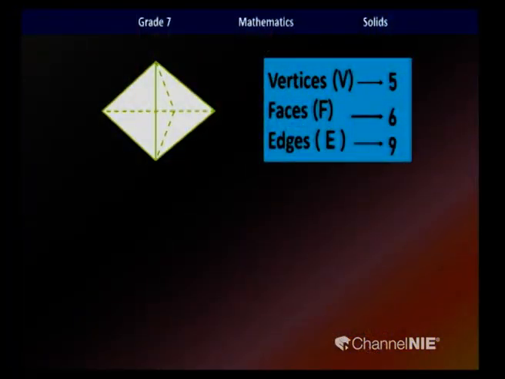We will take a composite solid and discuss the features of it. Can you see the composite solid here? Okay, how many vertices are there? Count. There we have 5 vertices. And what about the faces?